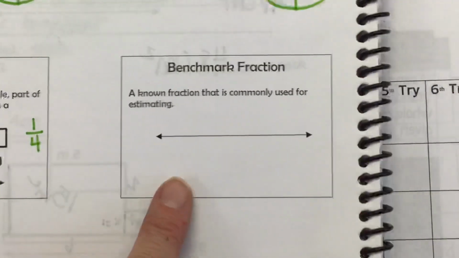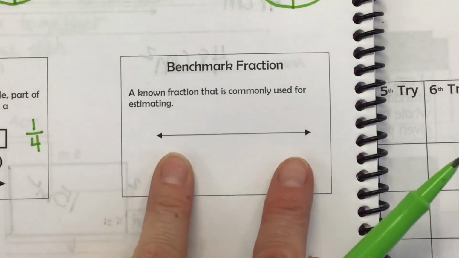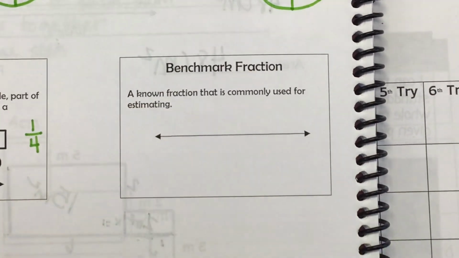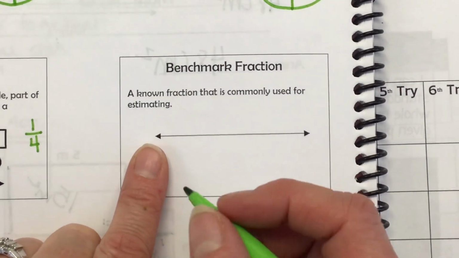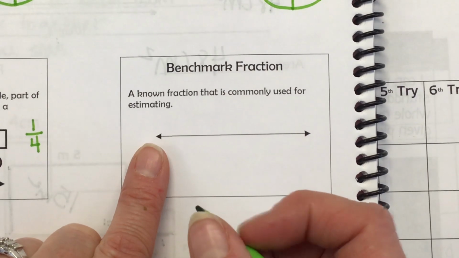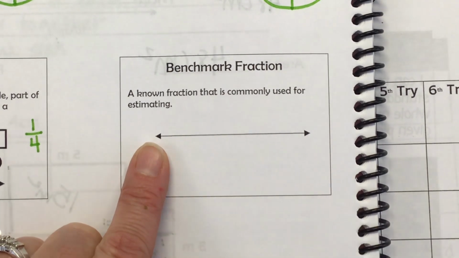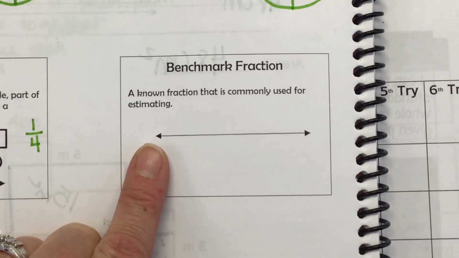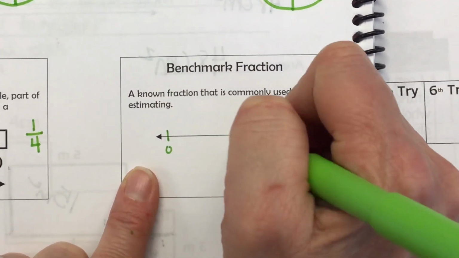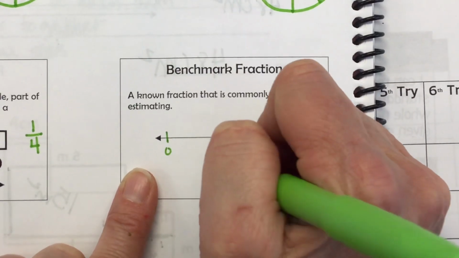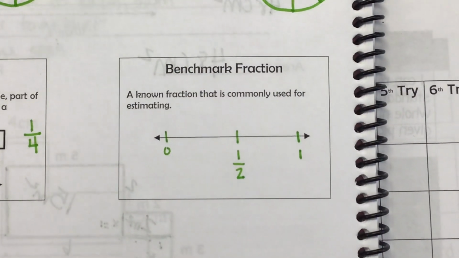Looking here, we have something called a benchmark fraction. A benchmark fraction is a known fraction that is commonly used for estimating. What is going to be our most common or popular fraction? What's our most well-known fraction? 1/2. So we would call that a benchmark fraction. And the reason we use it as a benchmark is we should be able to visualize 1/2, and then that should help us to know if fractions are greater than half or less than half.